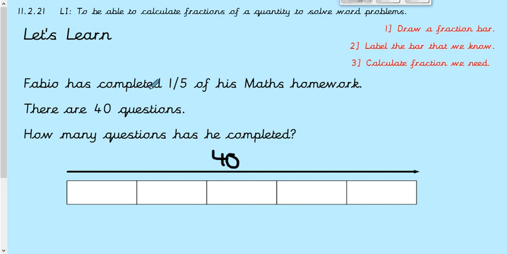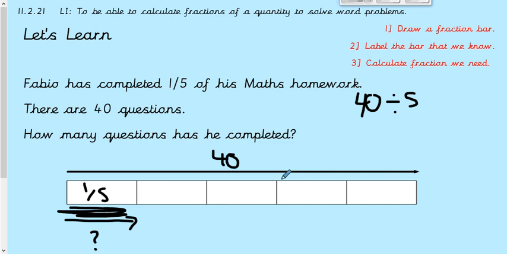And we want to find, he's completed 1/5, okay? And we know that this is going to be worth 1/5. So we want to work out what this is. We know that this is worth 1/5 because that's the fraction we're looking at, and it's divided into 1, 2, 3, 4, 5. So all we need to do to work out that is 40 divided by 5. Because if you only want to work out this part of it, and it's 1, 2, 3, 4, 5, if you do 40 divided by 5, you'll work out what this part equals. So 40 divided by 5 is 8.